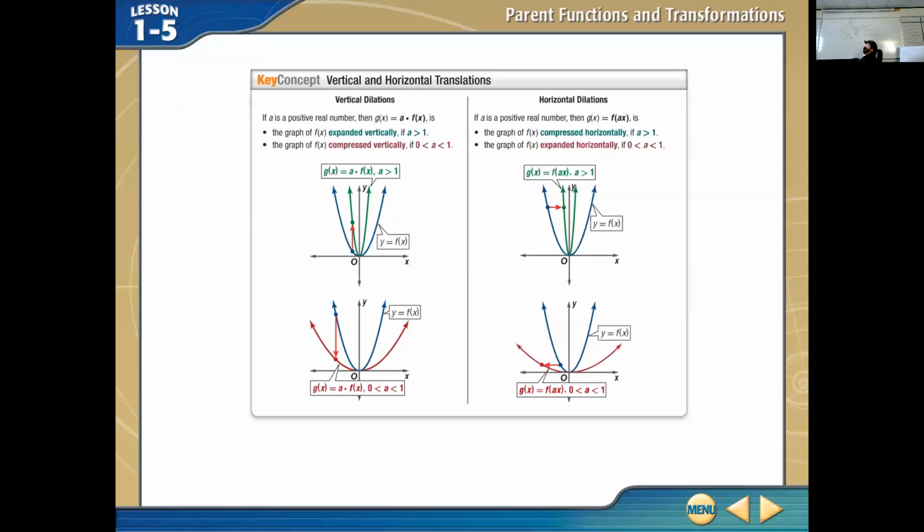So on the left side is when A is on the outside. So g of x is equal to A times f of x. The graph is expanded vertically if A is greater than 1. Okay, and that's any integer greater than 1. So it's a skinny parabola. That's what I was talking about, skinny parabola. When A is between 0 and 1, you can see that it's kind of been smushed down. Okay, or a fatter parabola.